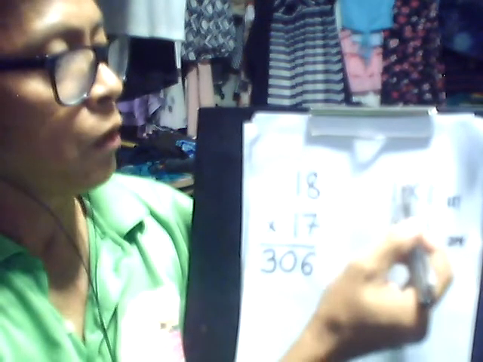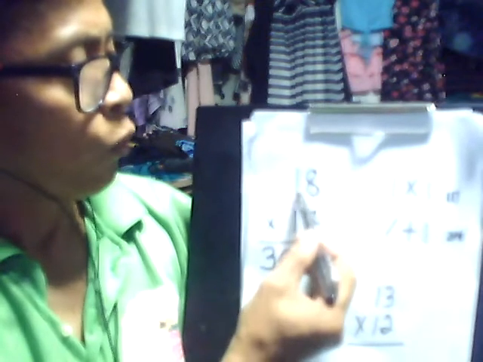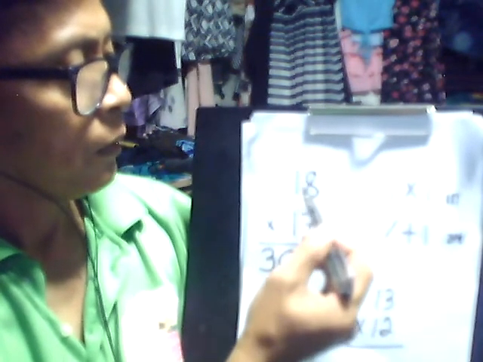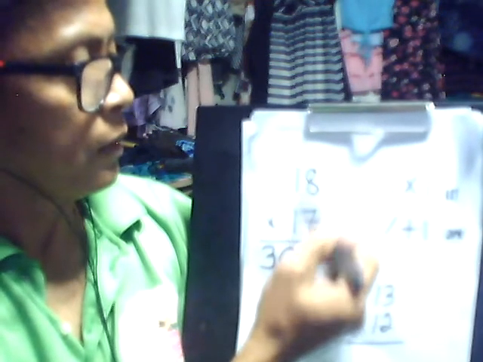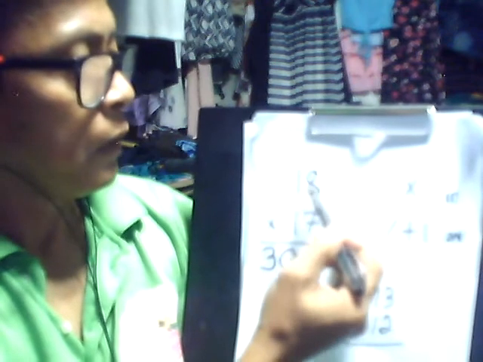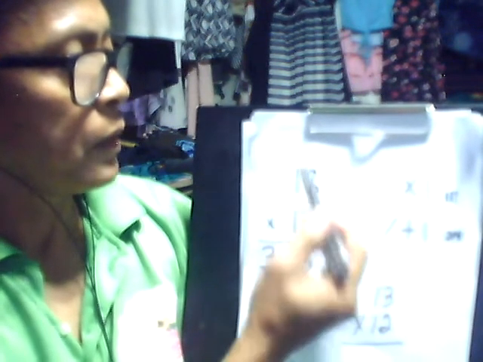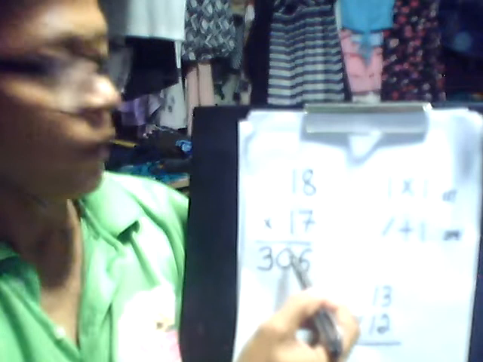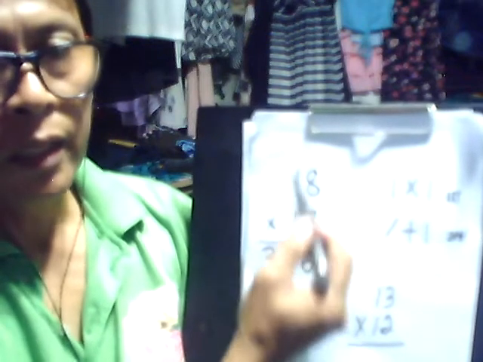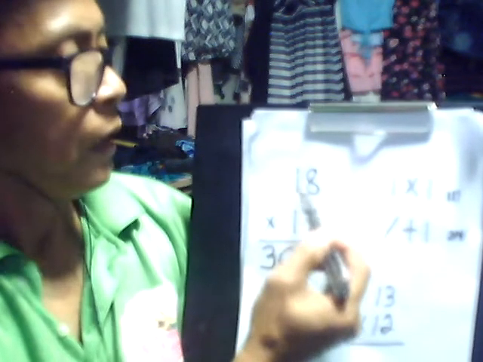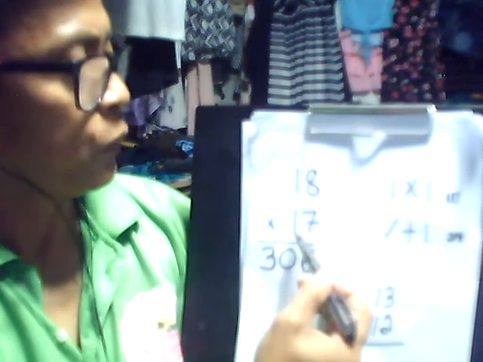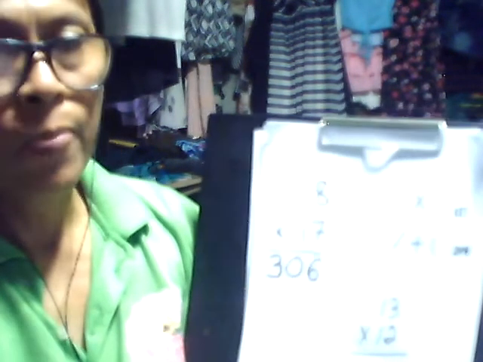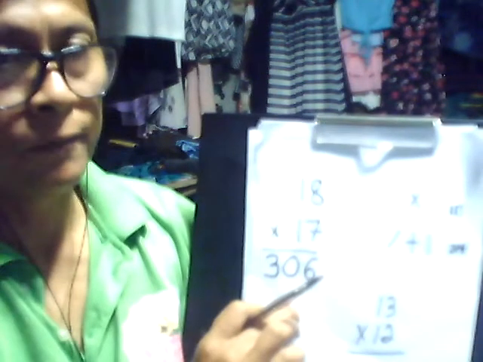The next is crosswise multiplication, so that is 1 times 7 and 8 times 1. So 1 times 7 is 7 and 8 times 1 is 8, adding them up, 8 plus 7 is 15, plus 5, that is 20. So you place 0 here and then you carry 2. And then vertical multiplication, so that is 1 times 1 is 1 plus 2, that is 3. So the answer is 306.